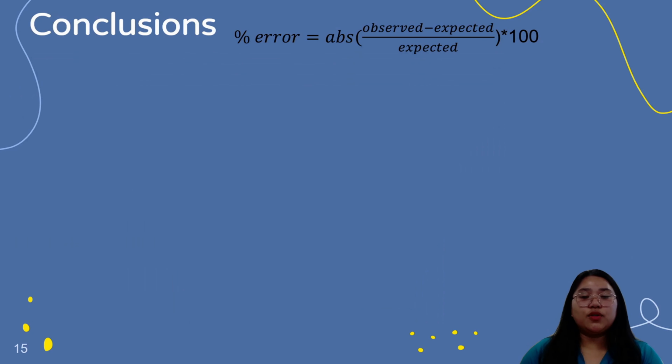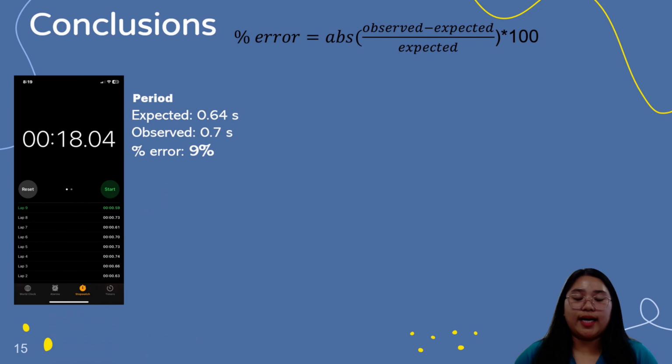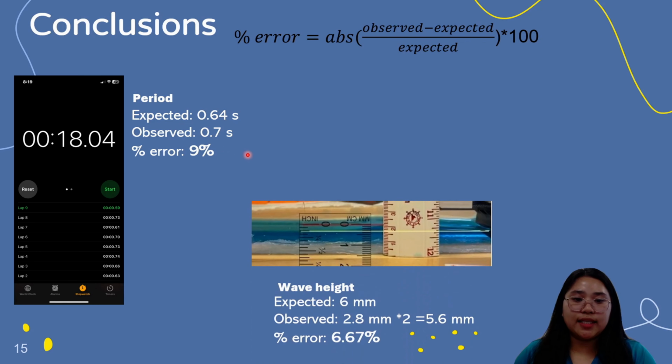So, the conclusions of this project. I did some percent error calculation. I checked if the observed values match the expected or calculated values. For our period, we expected 0.64 seconds. For the observed, we have 0.7 seconds. So that's a percent error of 9%.